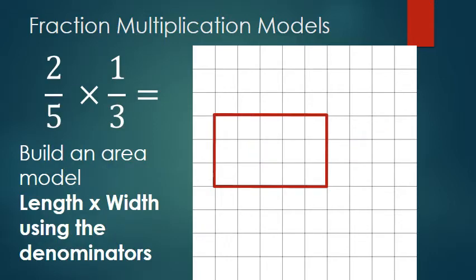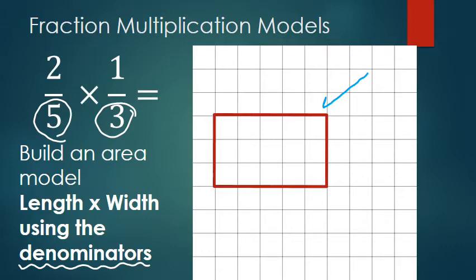Just like we built our multiplication model for whole numbers, now we're going to take a look at our models for fractions. Our first step is to build the model. We're going to use the length times the width using the denominators, so we'll use our 5 and our 3. We built out our rectangle with the length being 5, so we have 1, 2, 3, 4, 5, and our width being 3: 1, 2, 3. And we filled in our rectangle.